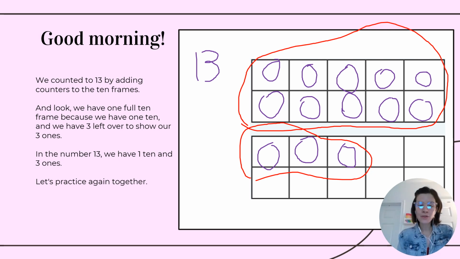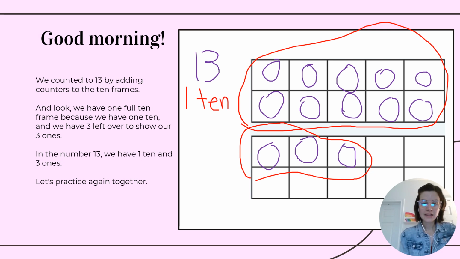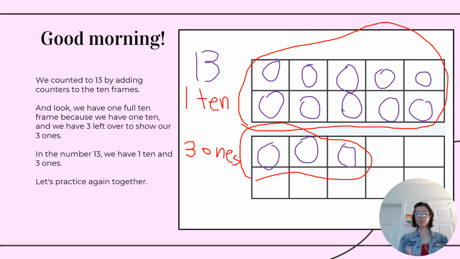So in the number 13, guys, we have 1 ten and we have 3 ones. That is how we can break apart a number into tens and ones. 13 is the same as 1 ten and 3 ones.